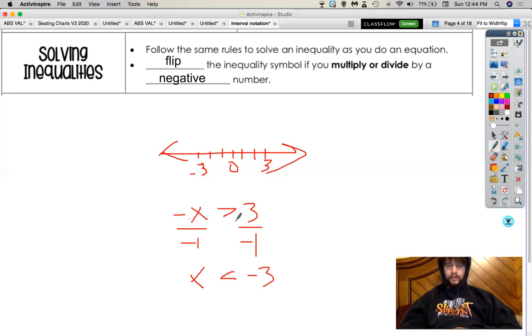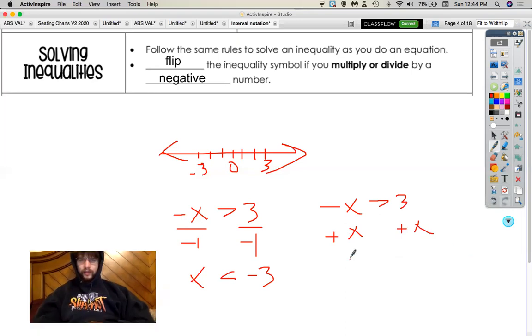And another way we could have solved this one is by adding x to both sides. I'd get 0 is greater than 3 plus x. So I need to subtract 3, -3 is greater than x. So if we read this, then -3 is bigger than x. Now, we usually write x on the left side. So if we flip that around, we have to follow what the symbol says. It says x is going to be less than. See, which is bigger? The -3 is bigger. So x has to be less than -3.